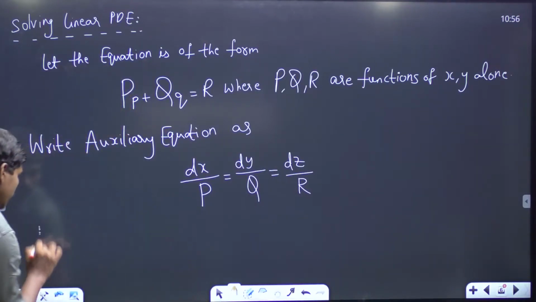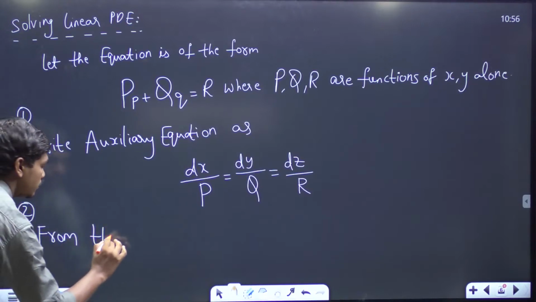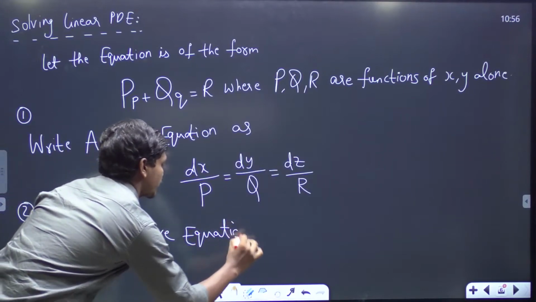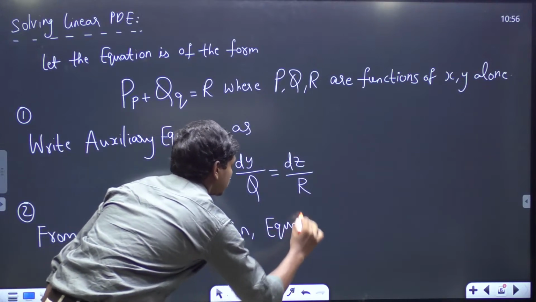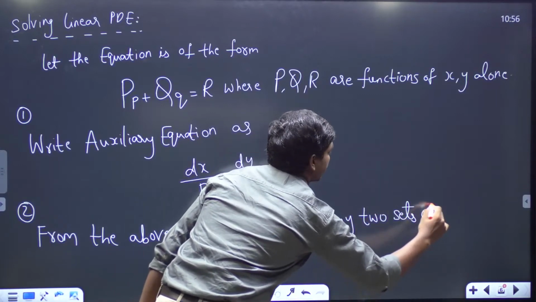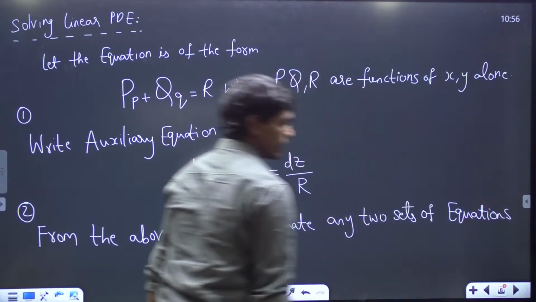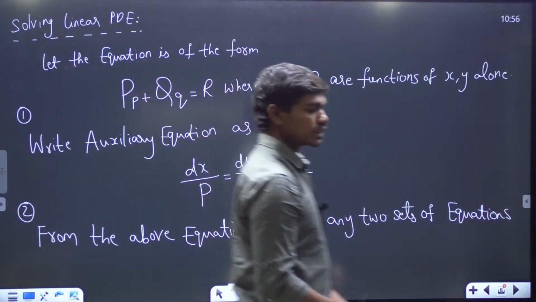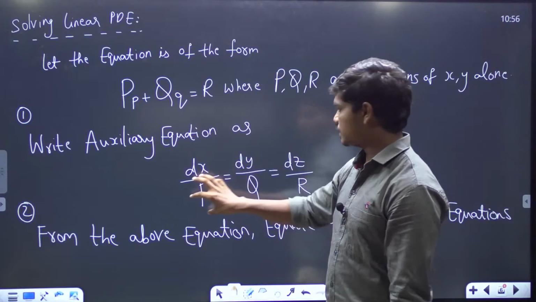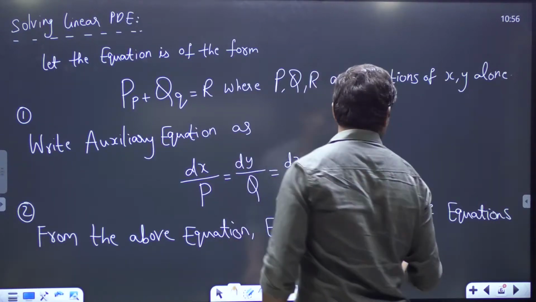Now from the above equation, the second step is to equate any two sets of equations. When you equate any two sets of equations, basically you'll be getting two differential equations, correct? See, if you are equating dx by P and dy by Q, then since P, Q are functions of x comma y, you can always put these things together.